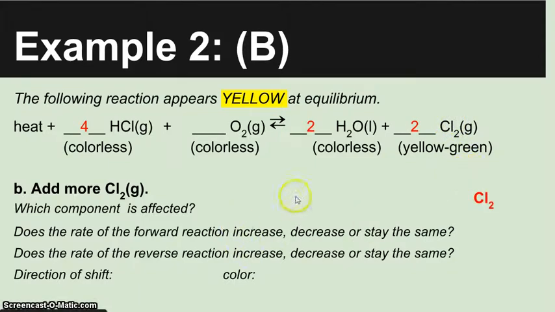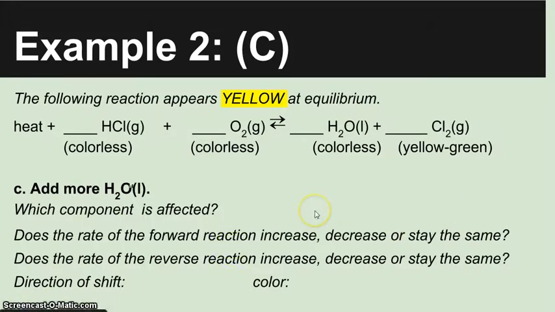Which rate, does the rate of the forward reaction increase, decrease, or stay the same? Well, the forward reaction doesn't care about Cl2 because it's not part of that reaction, so it will stay the same. How about the rate of the reverse? Well, the rate of the reverse will change because now having more Cl2 increases its concentration. So now the reverse reaction is going to speed up, so it gets faster. So if we see no change to the forward and an increased rate of our reverse, we see a shift to the left. And therefore we'd see less of that yellowish, or greenish, color.